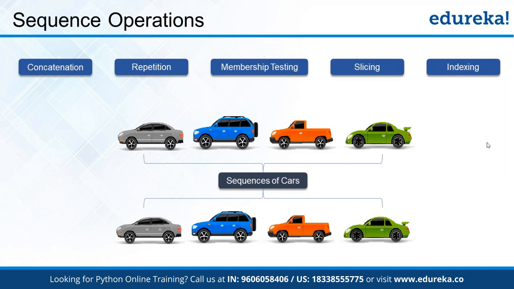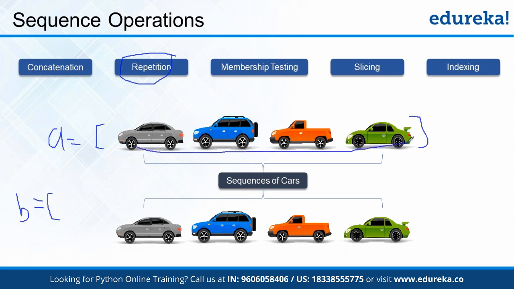In repetition, there is one particular sequence, and now I want to create a new sequence, let's say B, in which this sequence is repeated 5 times. So if I have written 1 2 3 into this sequence, then in B, 1 2 3 1 2 3 should come 5 times if I want to repeat it. This is what we call repetition.